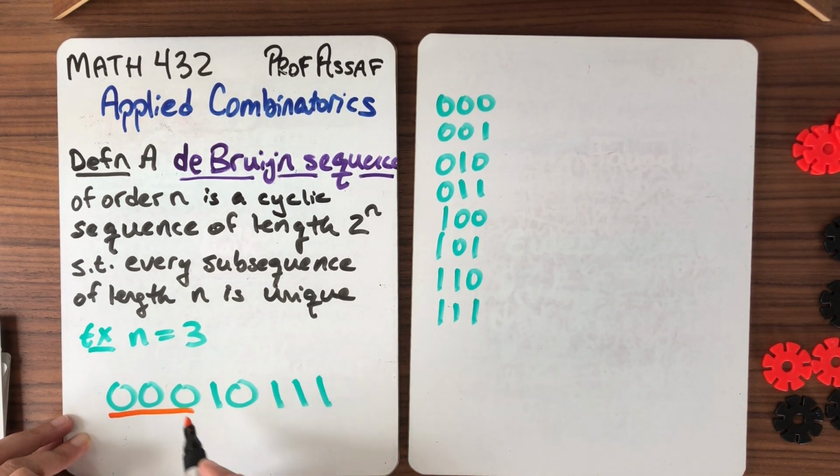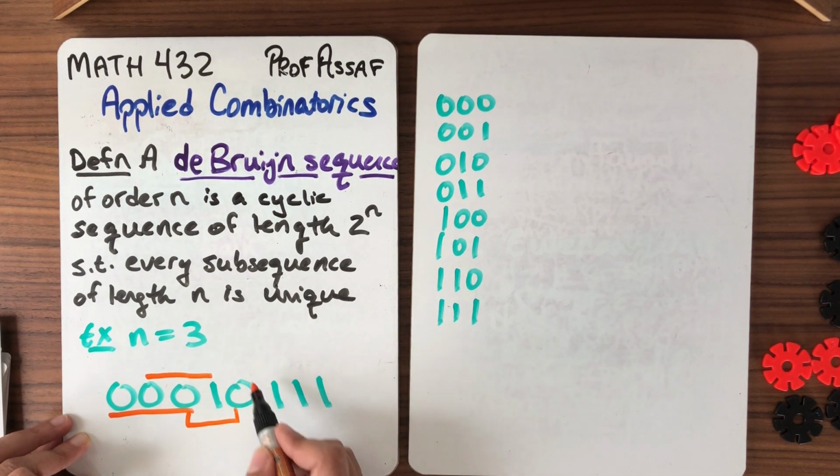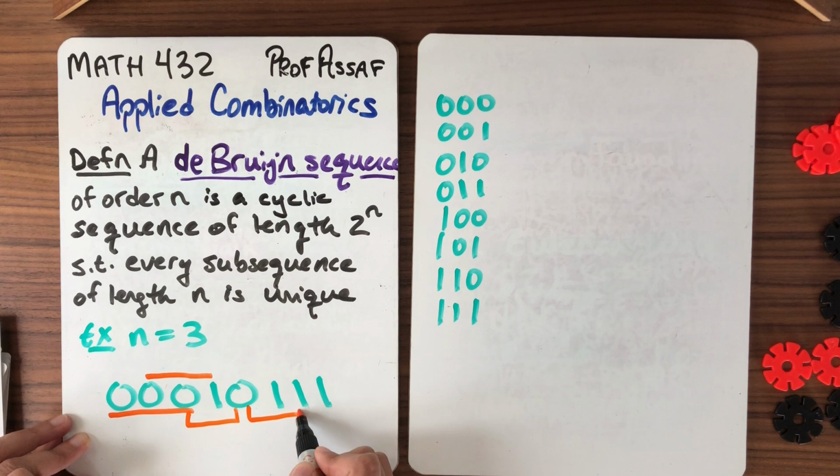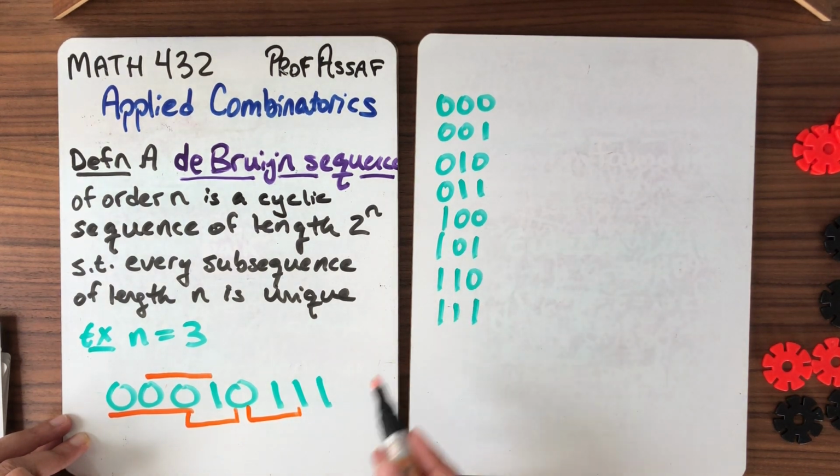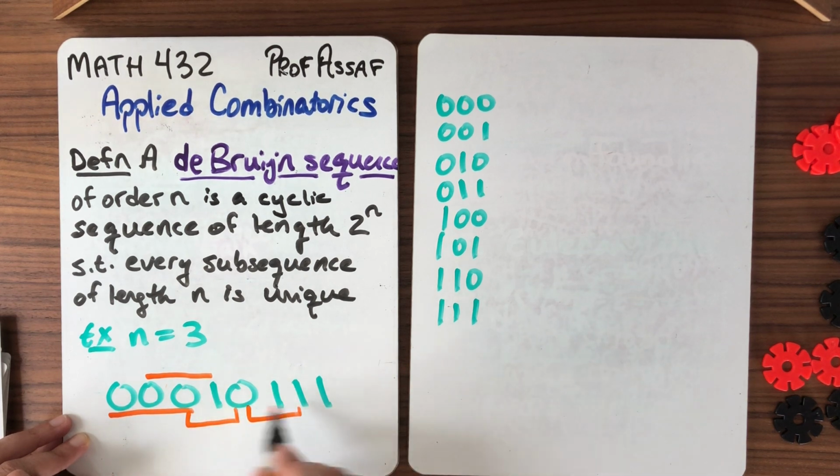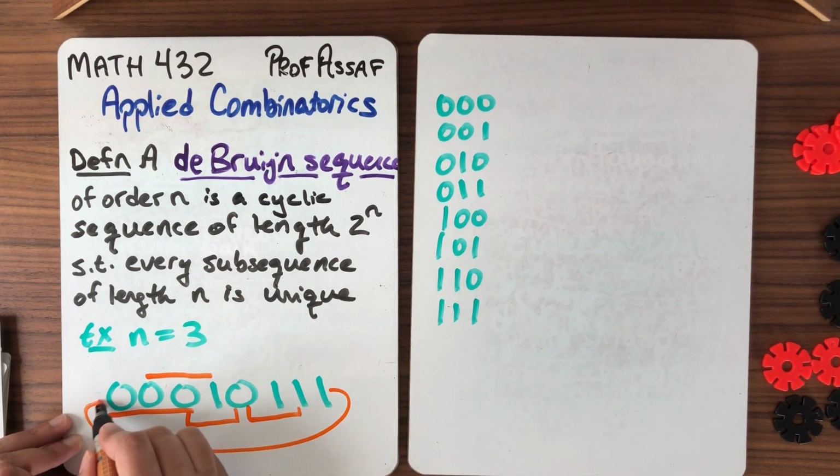Okay, what about 0, 0, 1? Well, here is 0, 0, 1. What about 0, 1, 0? Well, here is 0, 1, 0. What about 0, 1, 1? It's right here, 0, 1, 1. So we've got that one. What about 1, 0, 0? Remember, this is a cyclic sequence, so I need to wrap back around. And here is 1, 0, 0.